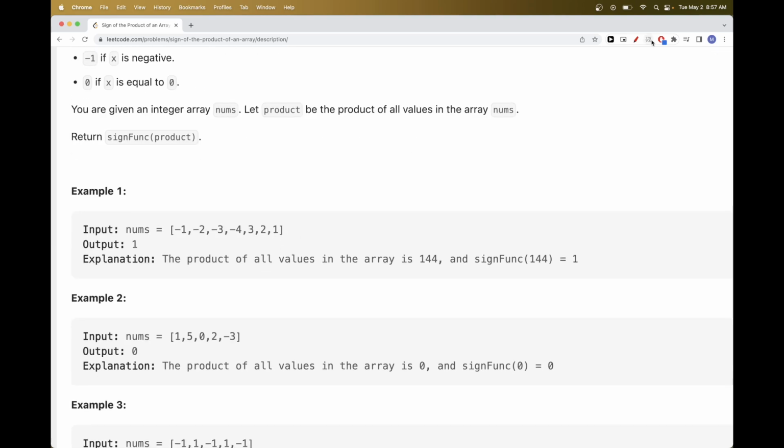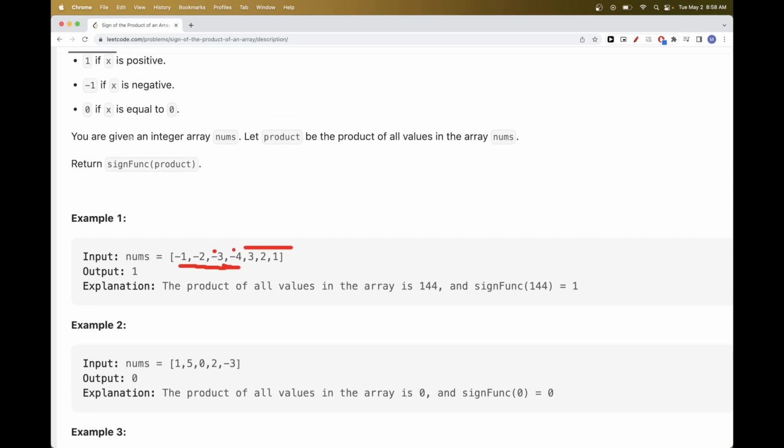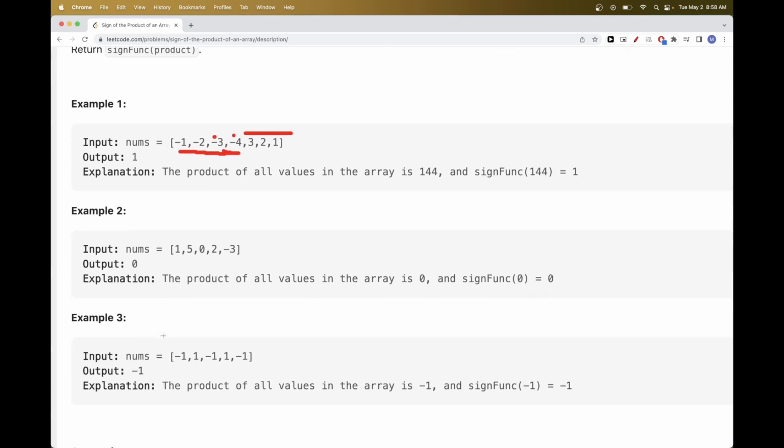So pretty straightforward. This one, if you do it, you get 2 here, -6. You get... since -6 multiplied by this, it would be a positive number. We don't need to care about the product itself. And from there on, it would be positive, right? And so it's positive, so we return 1. So that's sort of the idea here.